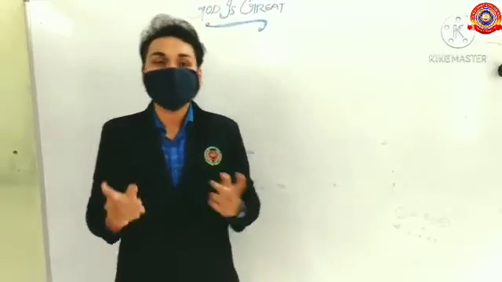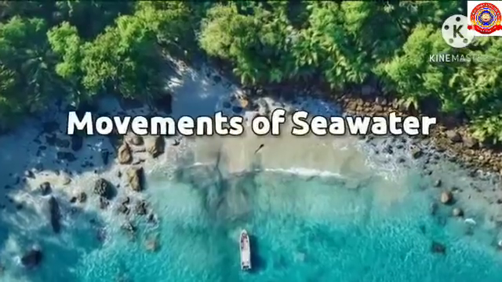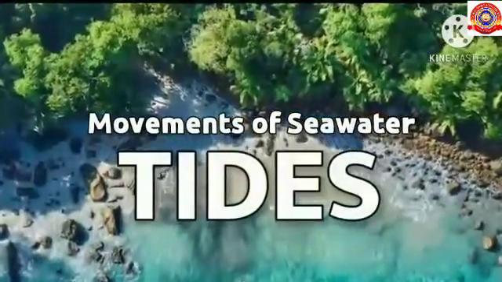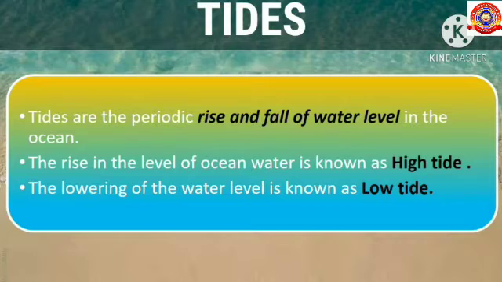In last class you have studied about sea waves. So today we are going to study about the second movement of sea water, that is tides. Students, let's study about tides. Tides are the periodic rise and fall of water level in the ocean. The rise in the level of the ocean water is known as high tide and the lowering of the water level is known as low tide.